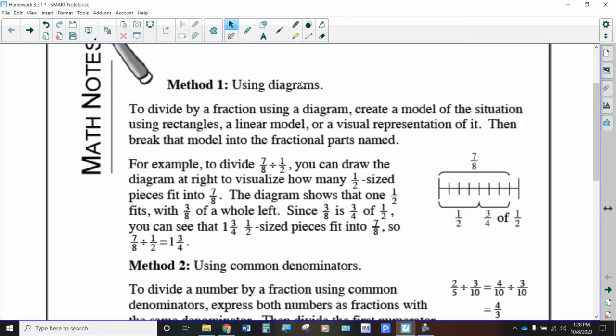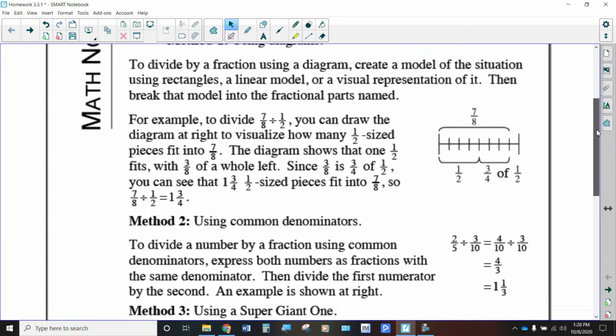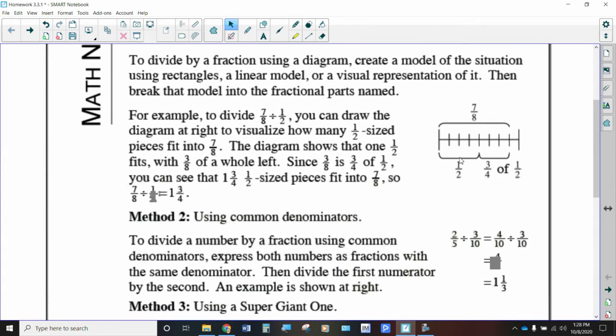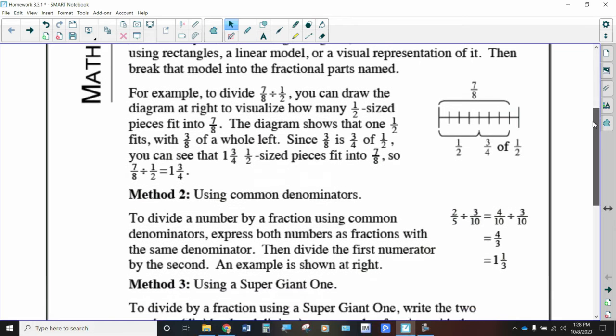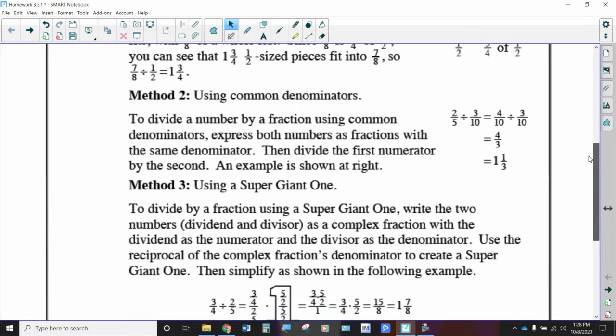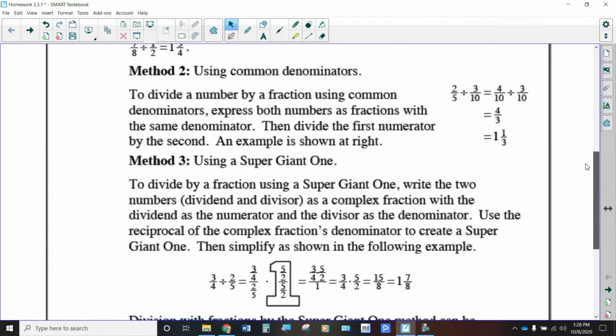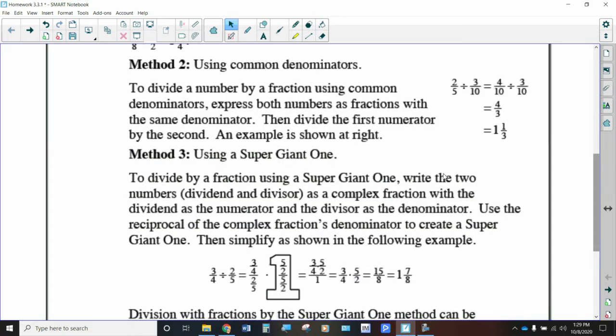Some of them, like using the diagram, I've never found this easy to understand. So my recommendation, I can't remember ever teaching a student that thought this was the easiest method for them to use. So I am not going to focus on this too much. I like method 2 and method 3 a lot. Method 3 is the most common way of teaching, but method 2 does work.